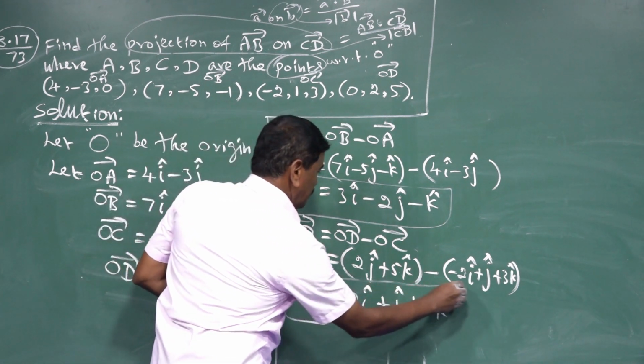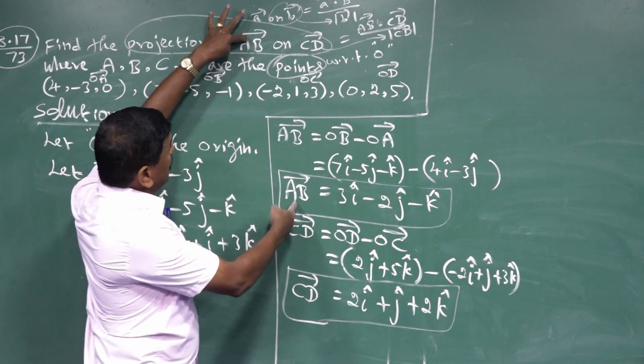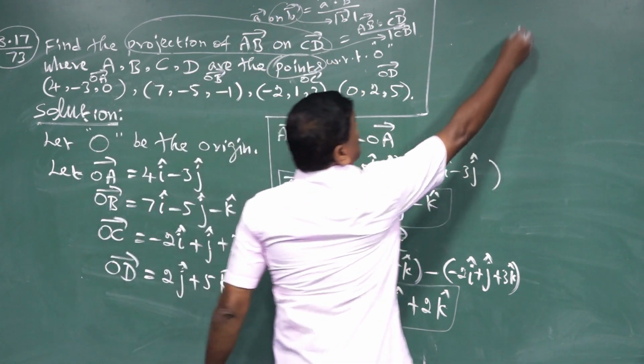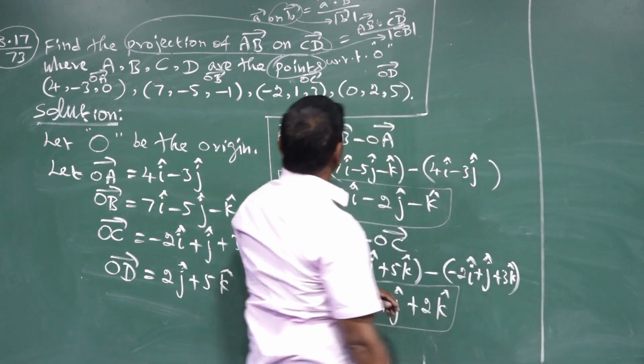Now we have AB vector, then CD vector. Now let us write the formula ourselves. Now listen, the formula.